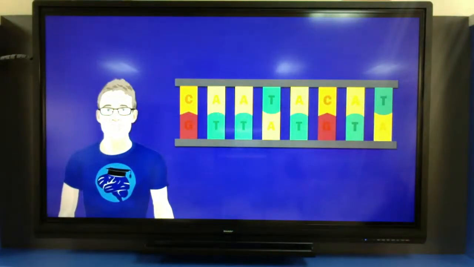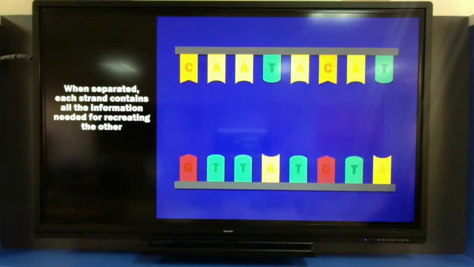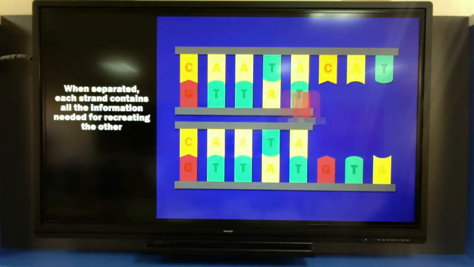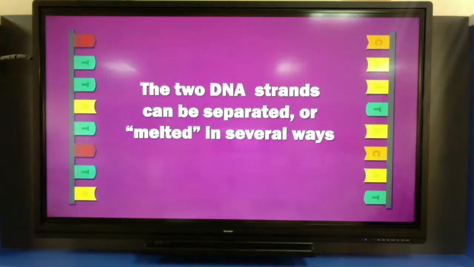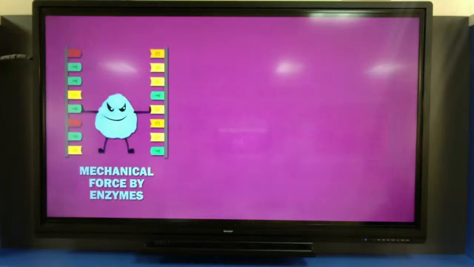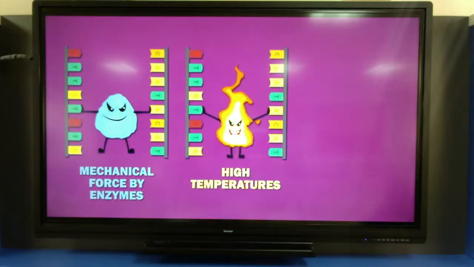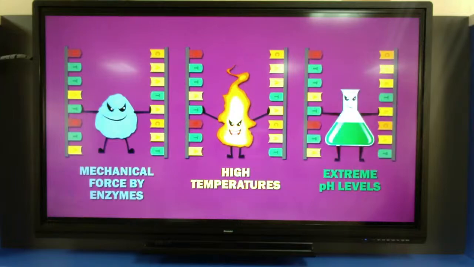Due to this complementary binding, each of the 2 DNA strands contains the exact same information. When the 2 strands are separated during DNA replication, each of them acts as a template which contains all the information needed for recreating the other. The 2 DNA strands can be separated or melted in several ways: through mechanical force by enzymes, through high temperatures, or through extreme pH levels.